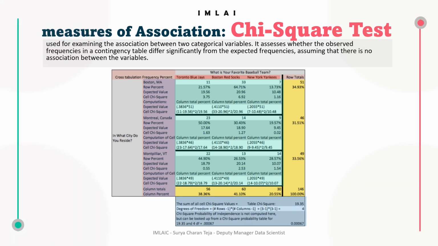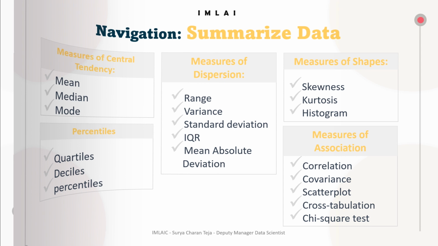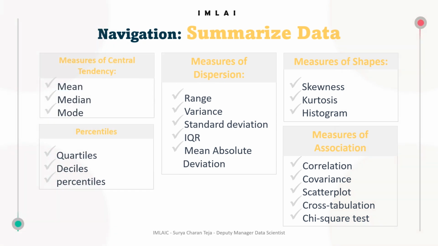Now it's time to say goodbye to chi-square test and measures of association. And now let's have a look back at what we have seen so far. So now we are in summarizing data. Let's look into the navigational map of summarizing data and try to figure out where we are.